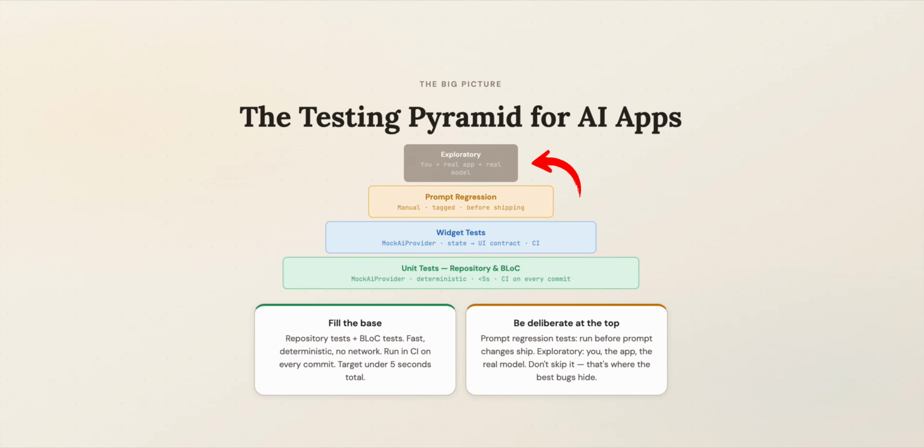Then above the pyramid, it's exploratory. You, the developer, using the real app with a real model. You're looking for the edge cases, unusual inputs, coherence problems. It cannot be automated and it cannot be skipped, so you have to do it yourself. So your goal is to fill the base and middle of the pyramid, be deliberate about the top, and don't skip the exploratory layer. It's where the best bugs hide.